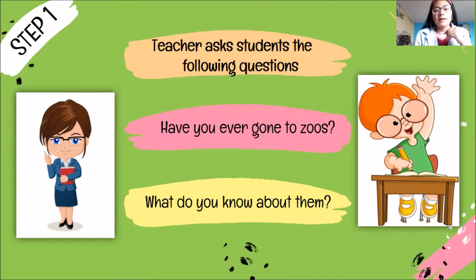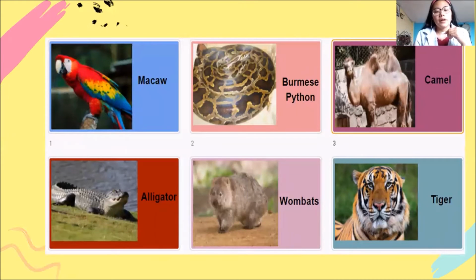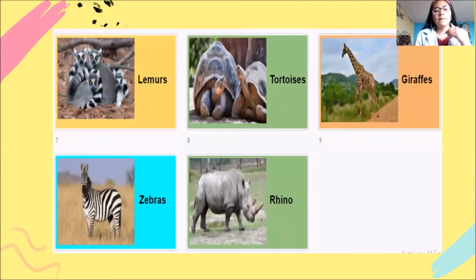In step 1, the teacher asks students the following questions. Have you ever gone to zoos? What do you know about them? In step 2, the teacher shows students some pictures about animals at the zoo in a PowerPoint presentation. For example, macaw, Burmese python, camel, alligator, wombats, tiger, lemurs, tortoises, giraffes, zebra, and rhino.